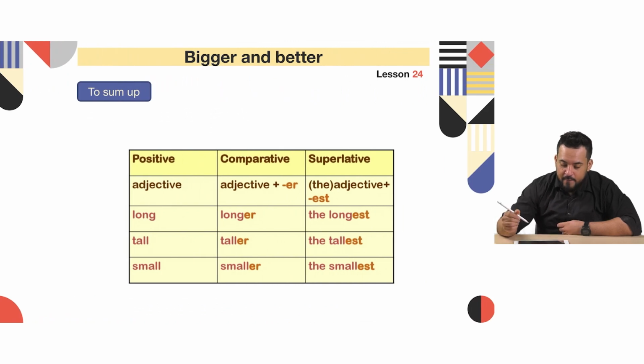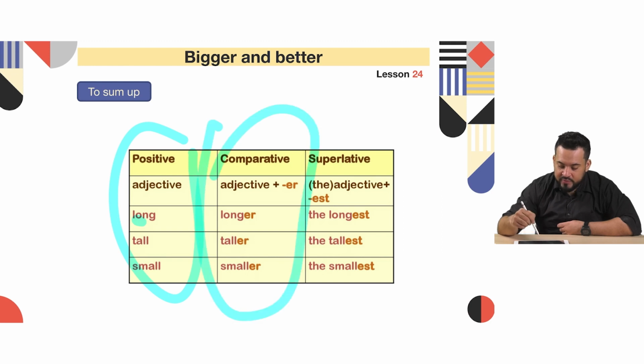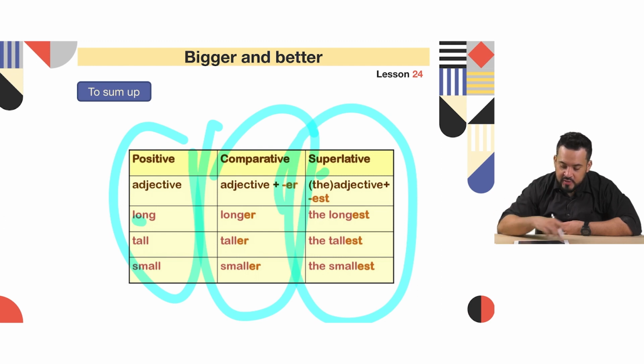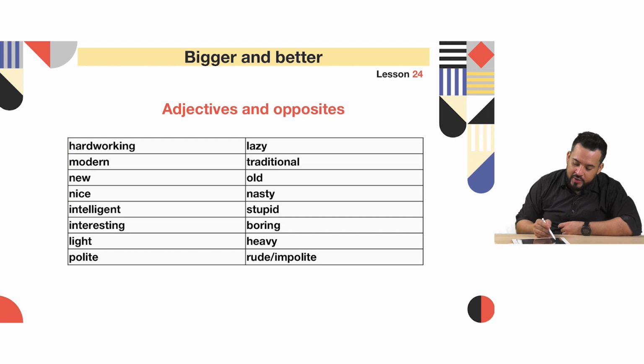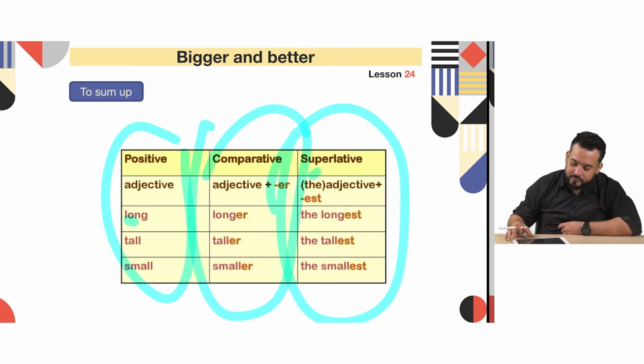Okay, to sum up, positive adjective: long, tall, small. Comparative adjectives: longer, taller, smaller. Superlative adjective: longest, smallest, tallest. That is for one syllable.